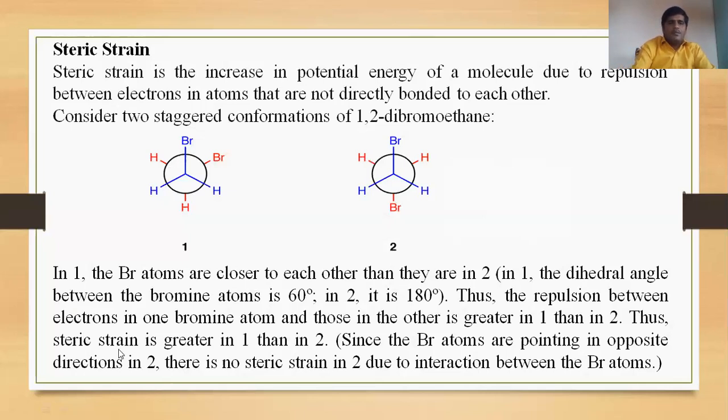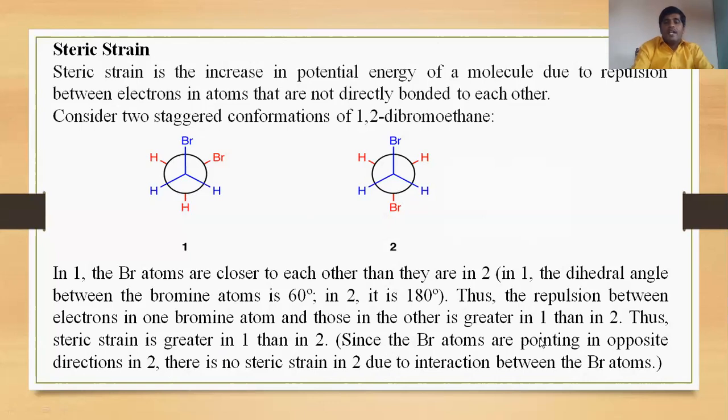In structure number 1, the bromine atoms are closer to each other, and then they are in the second. So the dihedral bond angle in the first is 60, and in the second the dihedral bond angle is 180. Thus repulsion between the electrons of one bromine atom and the other is greatest in the first rather than the second. Thus steric strain is higher in the first rather than the second.